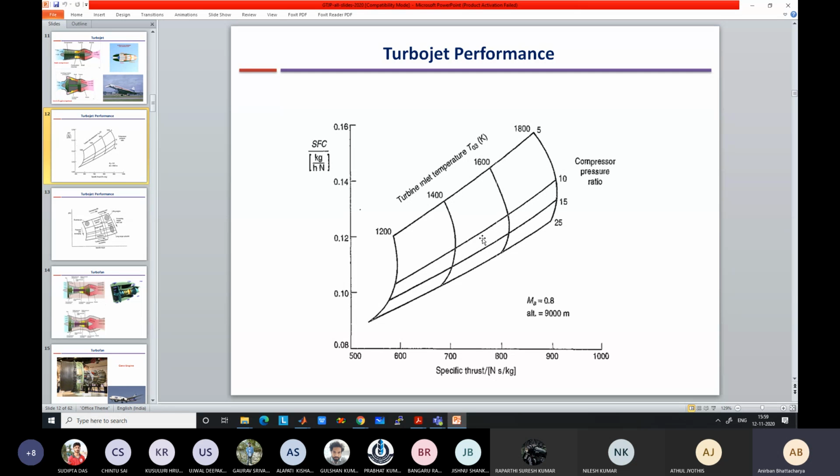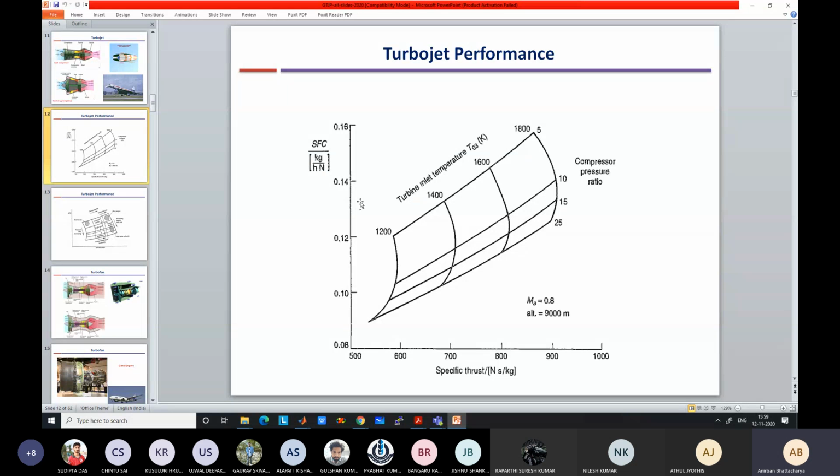And on the other hand, by keeping the turbine inlet temperature constant, if you vary RC and draw specific fuel consumption versus specific thrust, you will get lines like this. I have already shown you. So if you combine this, you get this performance map. This is known as the performance map. Here it is a very crude map, but this type of very elaborate map can be generated by doing a lot of calculations, and can be used like a handbook or a reference by the actual engineers.